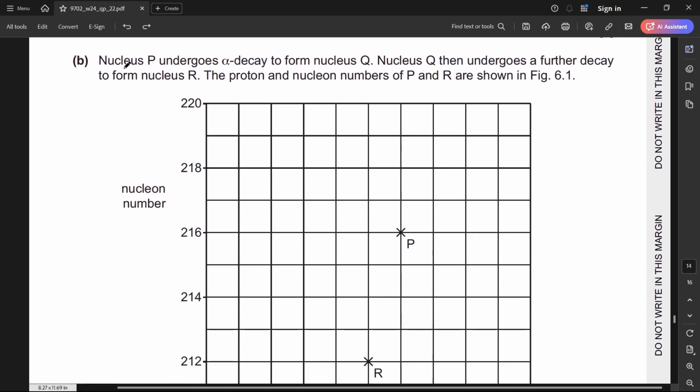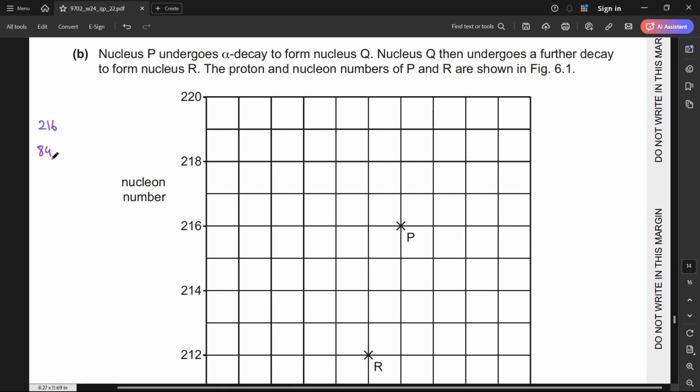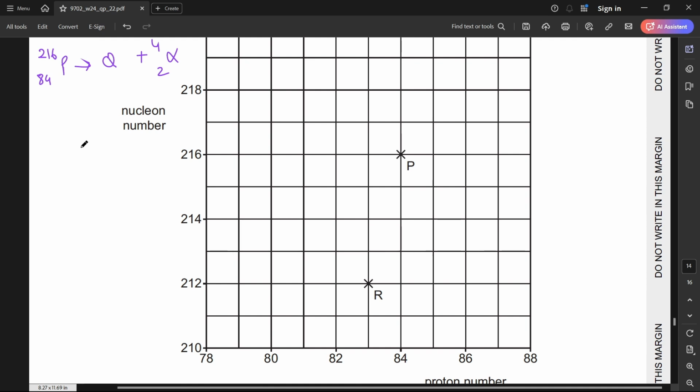Now in part B, nucleus P undergoes an alpha decay. So P undergoes an alpha decay. So the equation will be something like this. P is having the nucleon number of 216 and proton number of 84. That is going to form Q with alpha decay. So alpha will have 4 and 2. Nucleus Q then undergoes further decay to form nucleus R. So R is going to be 212 and proton number is 83.